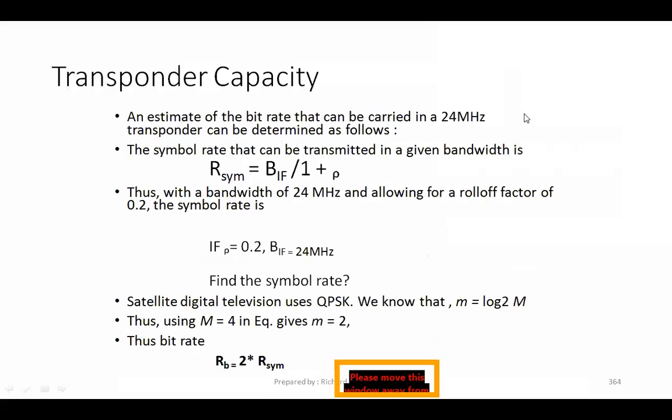Okay. So the next thing that we'll be looking into is your transponder capacity, and we have a formula for this. Okay. To estimate the bit rate that can be carried in a 24 megahertz. Now remember, this 24 is without the guard band. Okay, so we are considering only the information signal, which is about 24 megahertz, can be determined as follows. So the estimate bit rate as to how many bits are being transmitted each second. Okay. So if my system is good, if there is not much noise, if there is no loss, then gradually I can actually increase the bit rate.